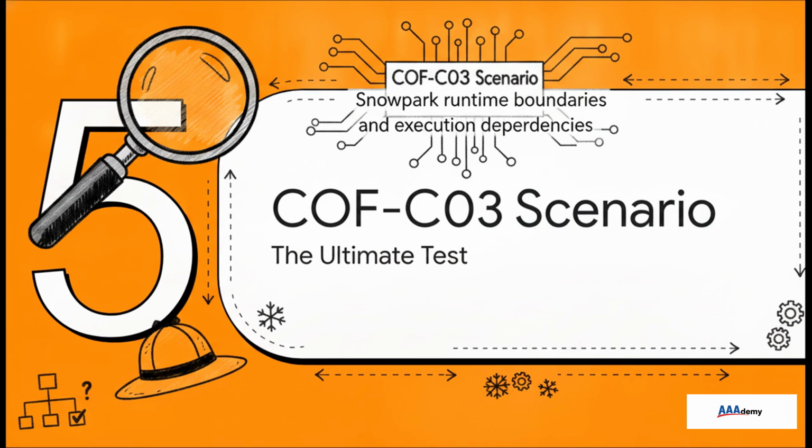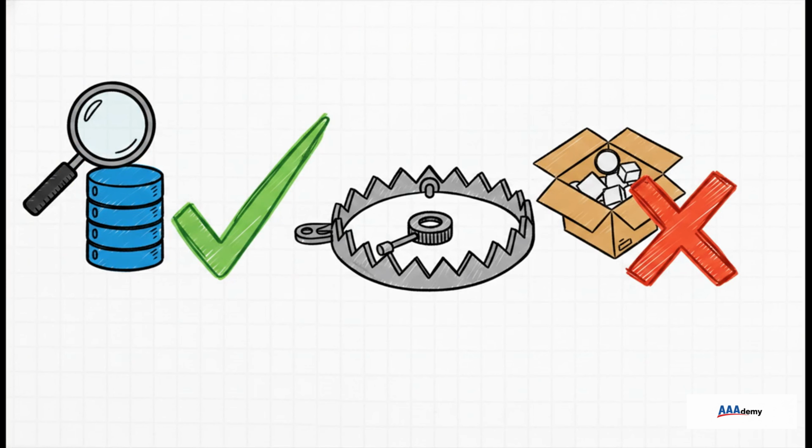Section 5, beating the COF-C03 scenario, the ultimate test. We've gathered all our evidence, so let's put this detective framework to work. Here's a scenario straight out of the exam's playbook. A developer's Snowpark Python procedure exists. The active role can currently query and select from the target table, but calls fail after deployment with package-related errors. What should be inspected first?